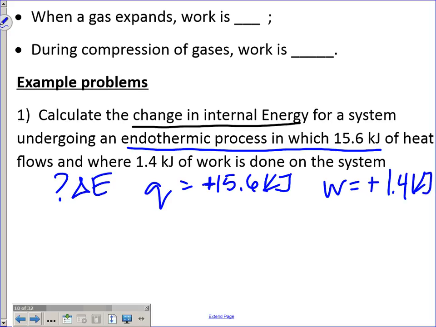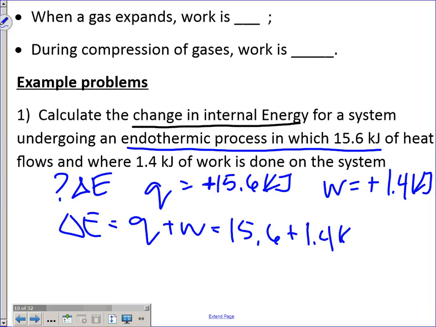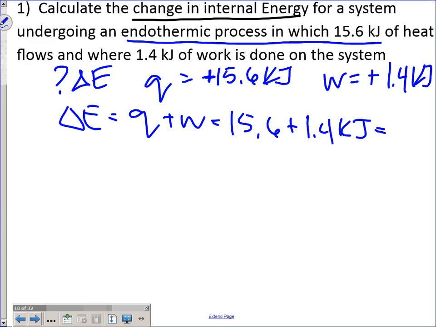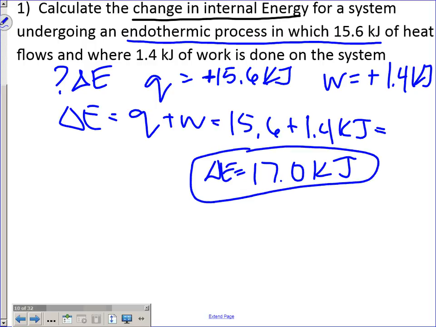Okay, this math is uber easy, right? So delta E is equal to Q plus W. Positive 15.6 plus 1.4 kilojoules is equal to? If you write 17, it would be incorrect. 17 what? 17.0 kilojoules. Sig figs. When you're adding numbers, sig figs are in the decimals, so the least number of decimals wins. The least one is 1 here. So the change in energy of this process was 17.0 kilojoules. Not bad, right? Let's do another one, similar.